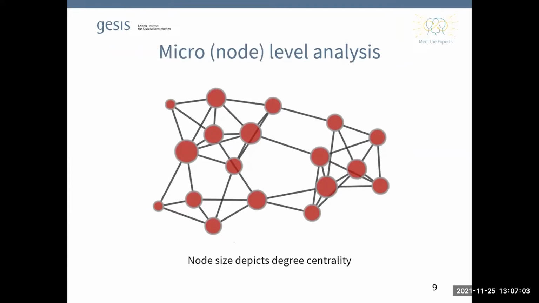There are two typical levels of analysis. One is the micro level or the node level, where people are typically interested in the properties of the nodes. And this can be, for example, here in this example, simply counting the number of edges that a node has. So there's an imbalance there. Few have many edges and many have few edges typically.